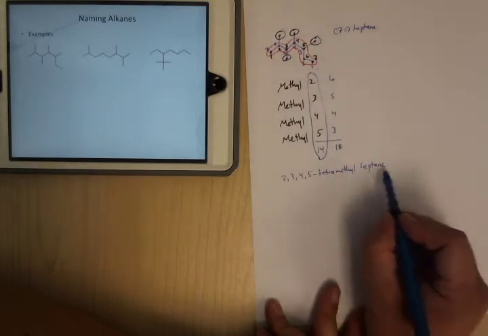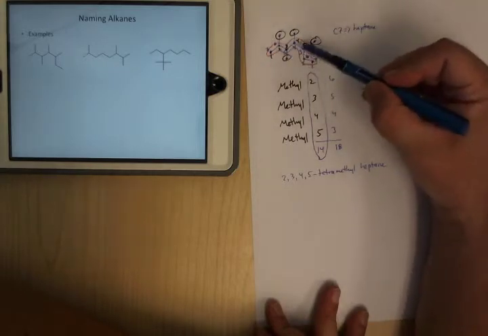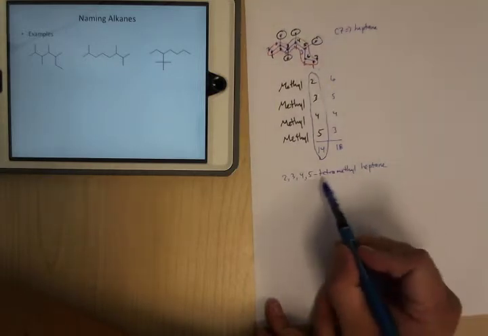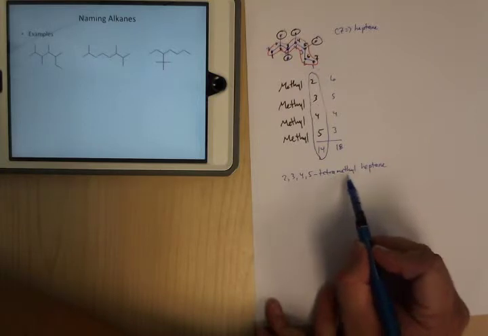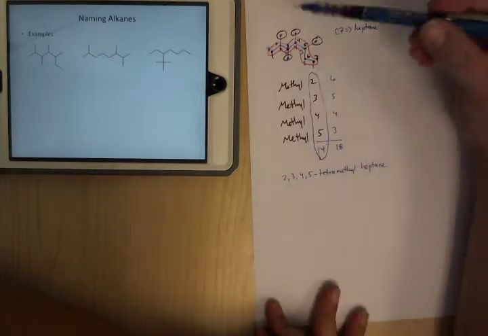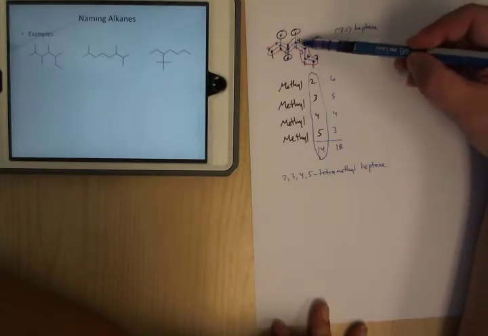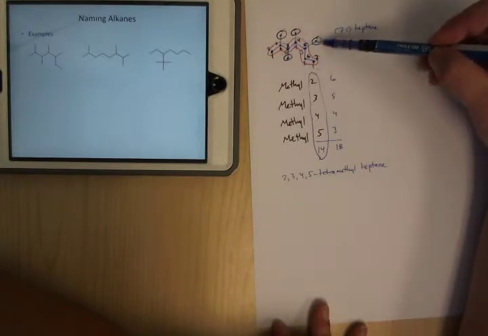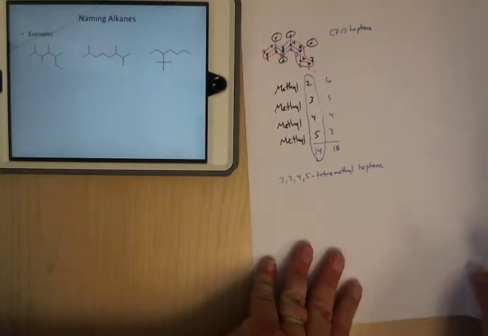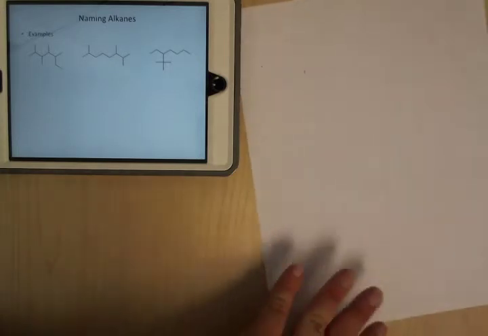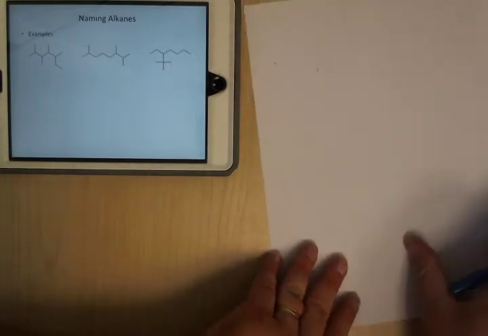So we have a main chain that's 7 long, 1, 2, 3, 4, 5, 6, 7. And we have 4 methyl groups. If we use the black numbering, we have one hanging off of carbon 2, carbon 3, carbon 4, and carbon 5. So there's our double check.